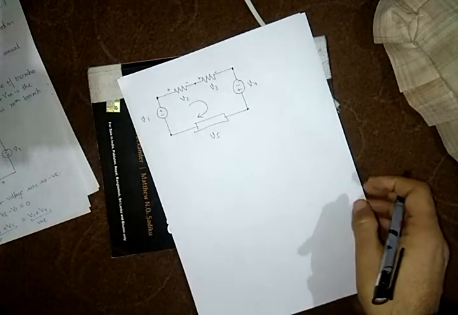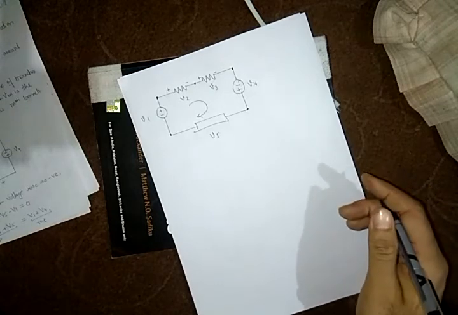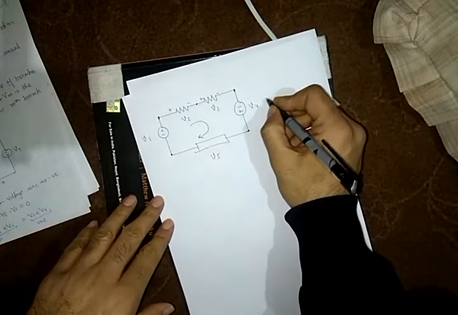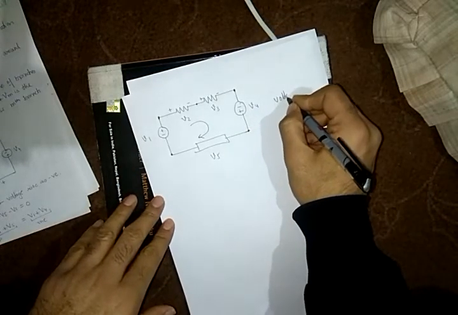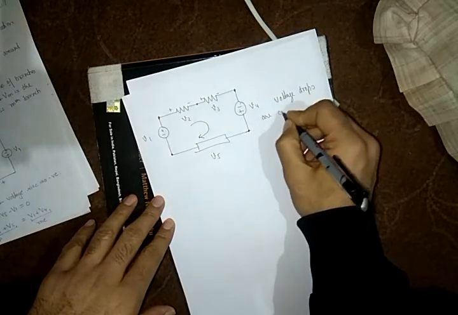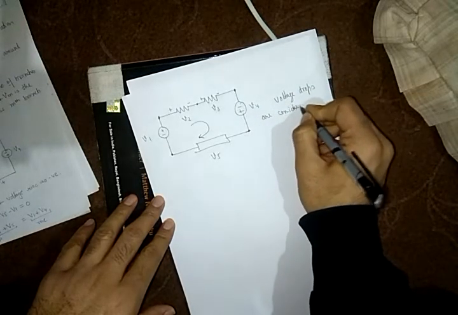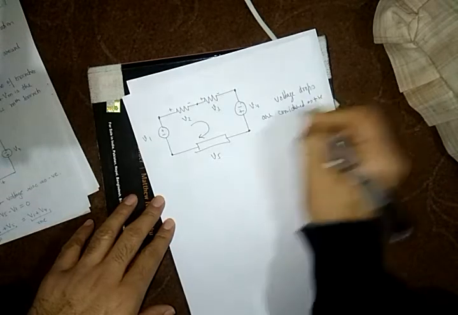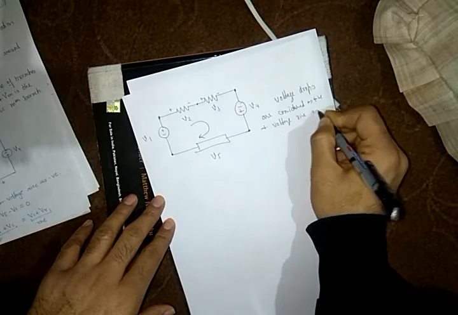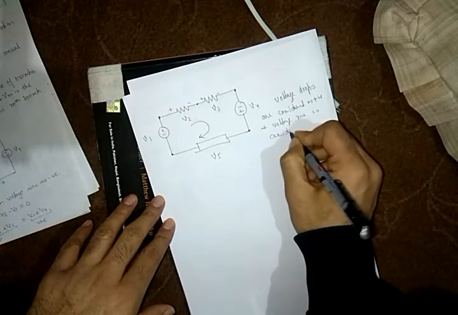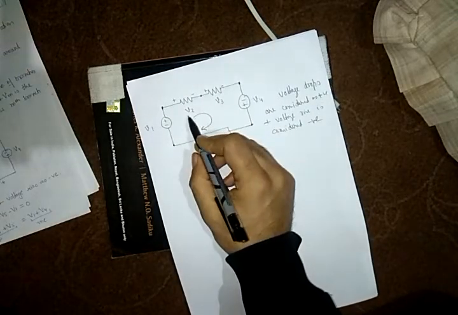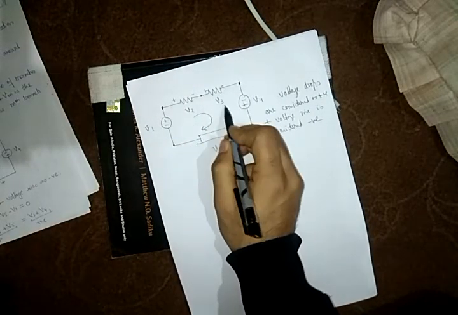Okay, so let us consider a convention that voltage drops are considered as positive and voltage rise is considered negative. Okay, I'm supposing that the current is flowing in this direction. We are going around the loop in this direction.